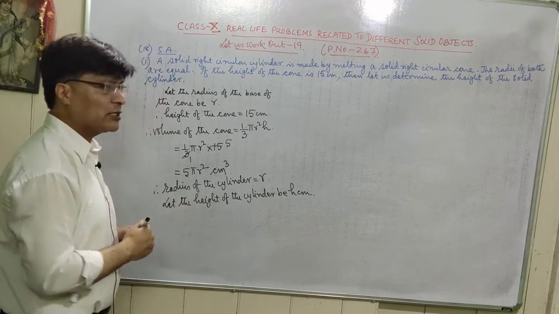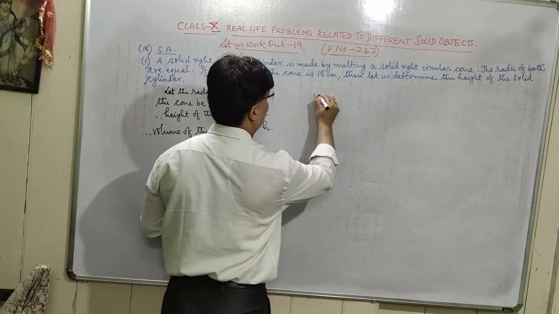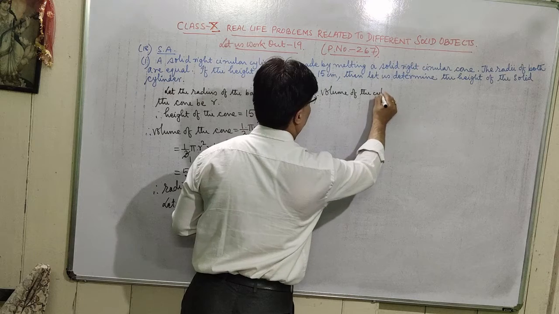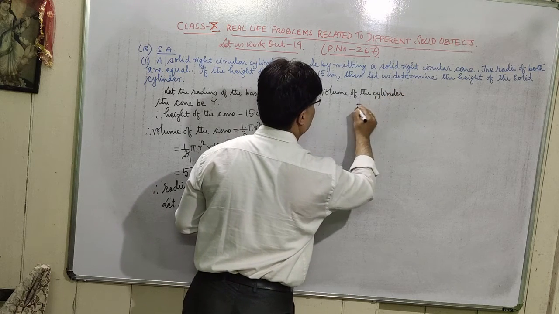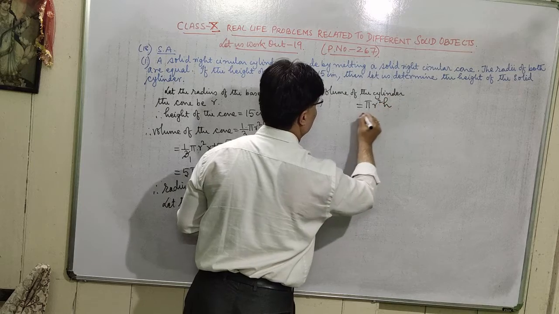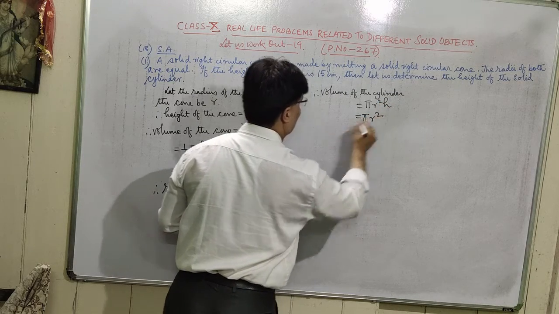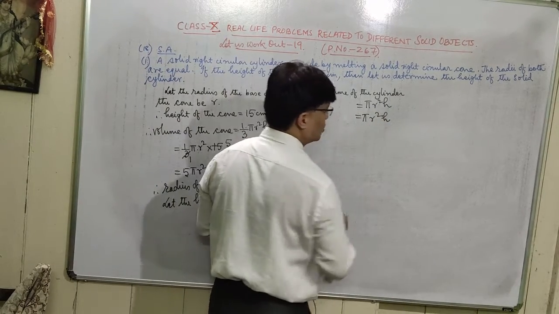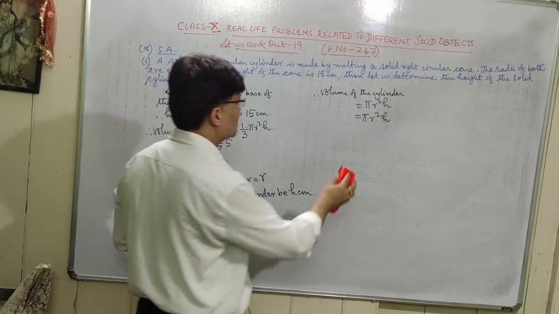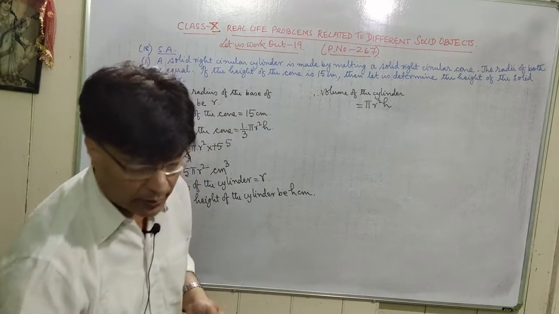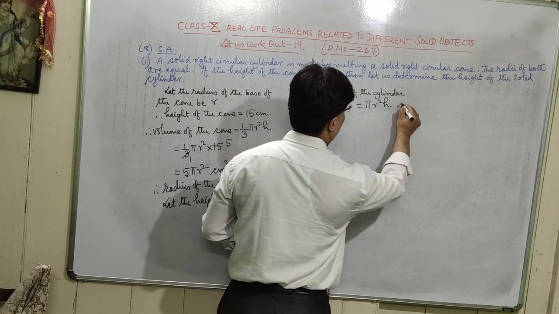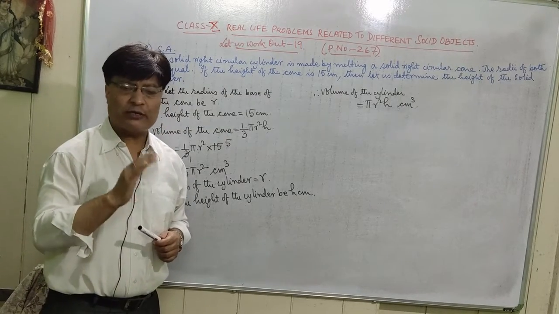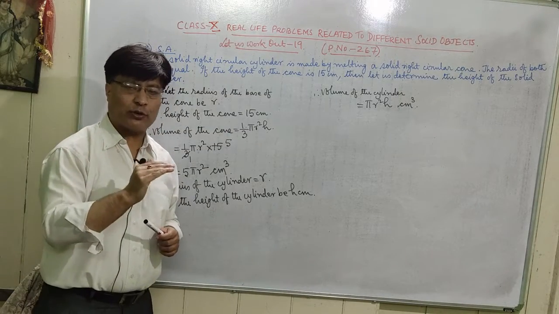Okay. So here also let us find out the volume of the cylinder. Volume of the cylinder, what is the formula? It is pi r square h. So this is pi r square h, because here radius is r and the height is h. We have assumed this cubic centimeter, or you can write centimeter cube.